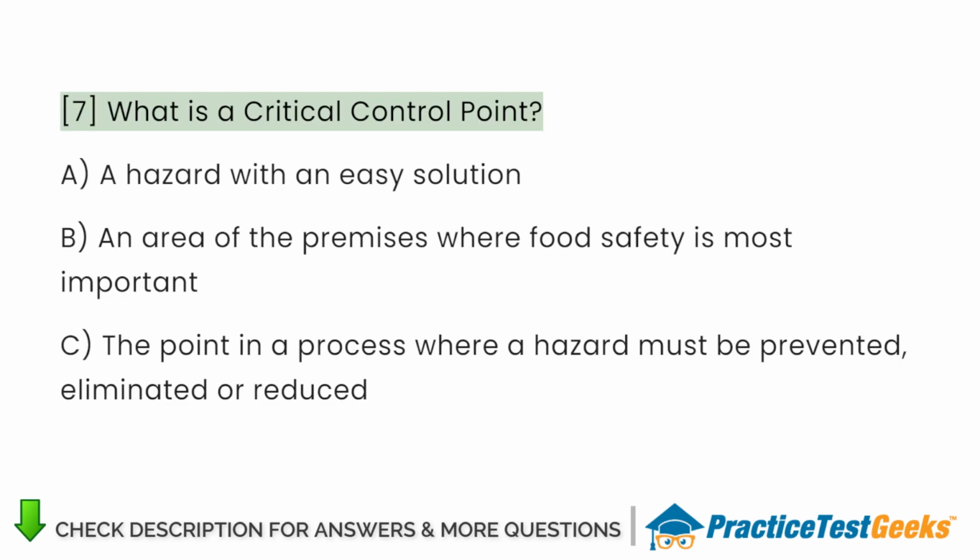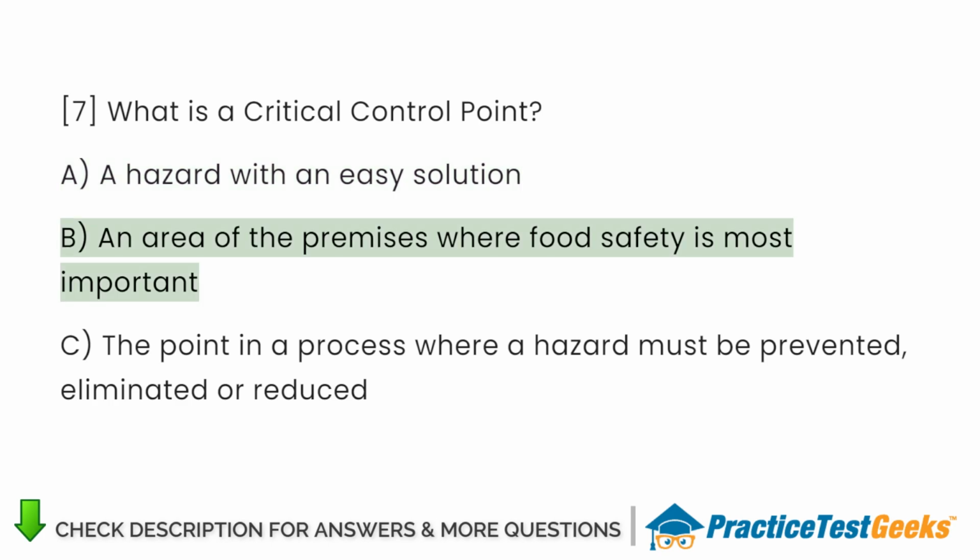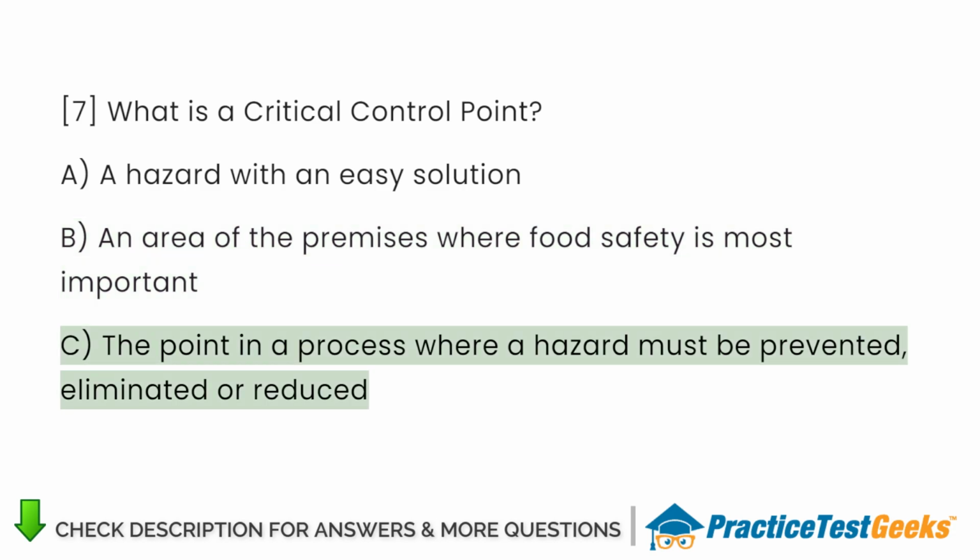What is a critical control point? A. A hazard with an easy solution. B. An area of the premises where food safety is most important. C. The point in a process where a hazard must be prevented, eliminated, or reduced.